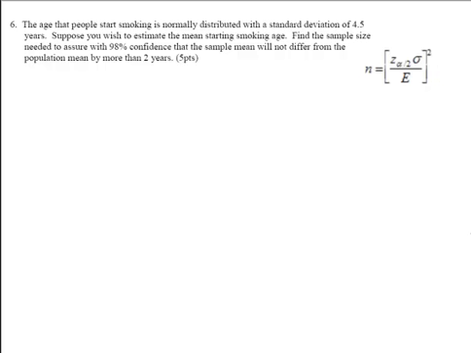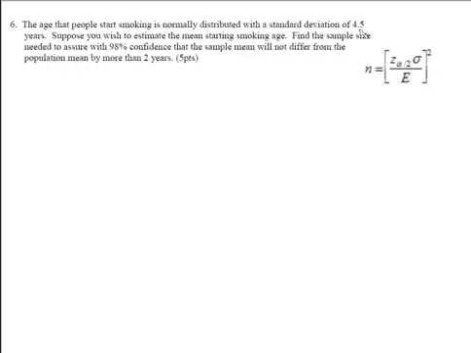Number 6, the age that people start smoking is normally distributed with a standard deviation of 4.5 years. Suppose you wish to estimate the mean starting smoking age, find the sample size needed to assure 98% confidence that the sample mean will not differ from the population mean by more than 2 years.